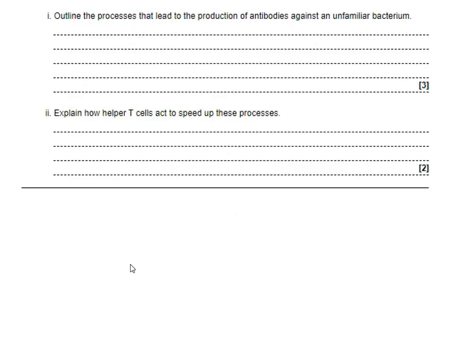And the final question, a little bit more difficult: outline the processes that lead to the production of antibodies against an unfamiliar bacterium. And 2, explain how T helper cells act to speed up these processes. So the T helper cells we looked at earlier. Pause the video and have a go at these.